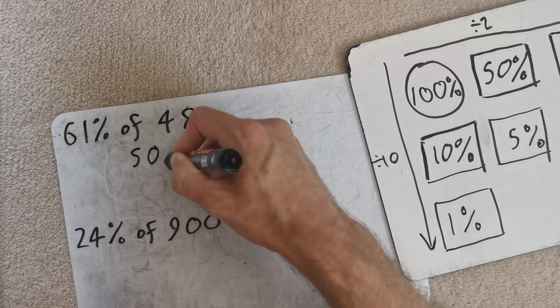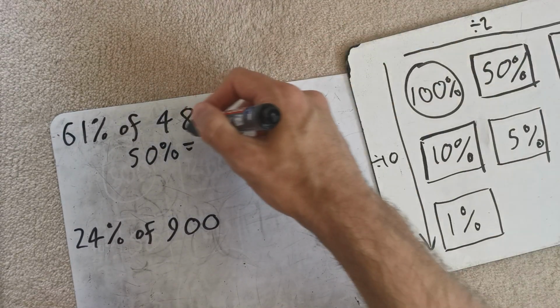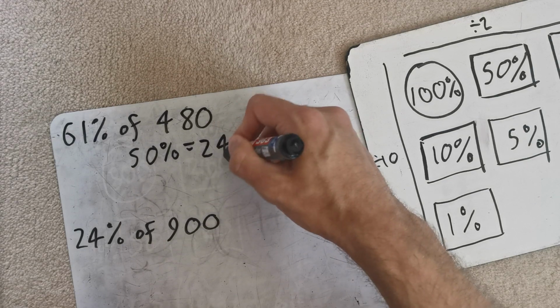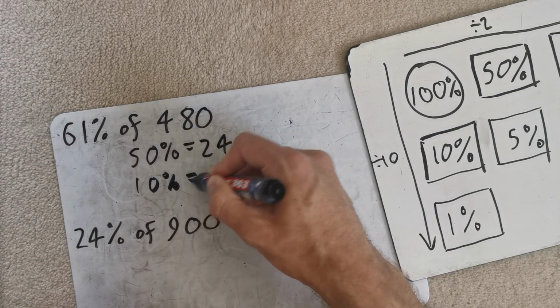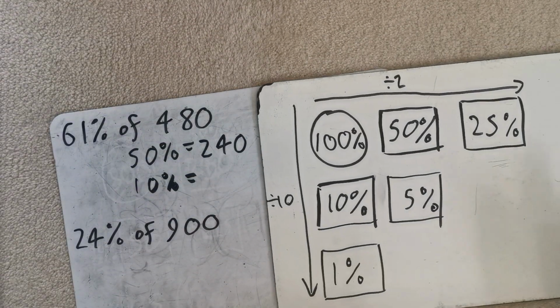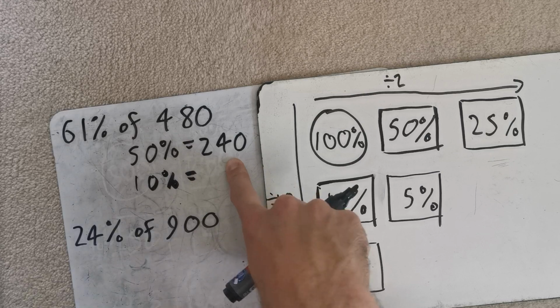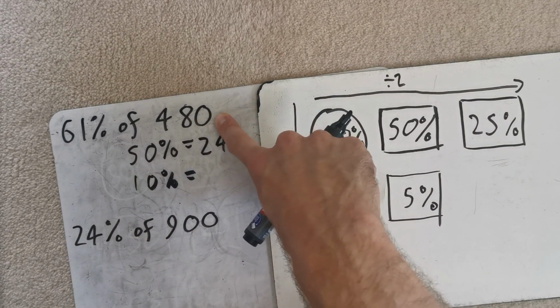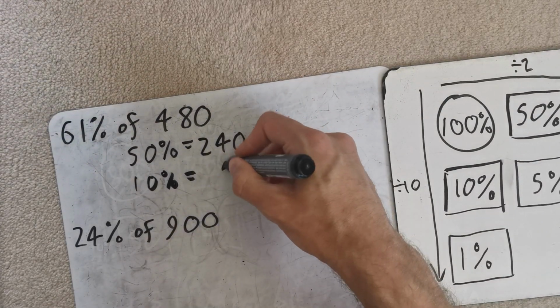50%. 50% is half of it. So half of 480 is 240. 10% is get the original number and divide by 10. Don't get that number and divide by 10. You're always working with the original. Okay, so 480 divided by 10 is 48.